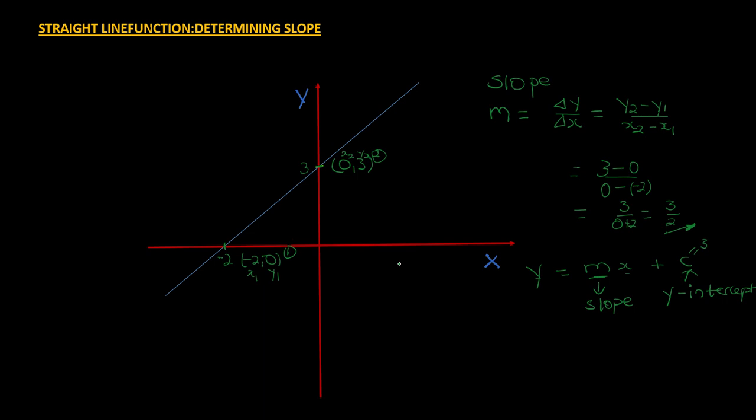In this particular case, the problem becomes easy. We have the y-intercept directly given, and we can say the equation of our line is 3 over 2x plus 3, and that's it. We have the equation of our line.